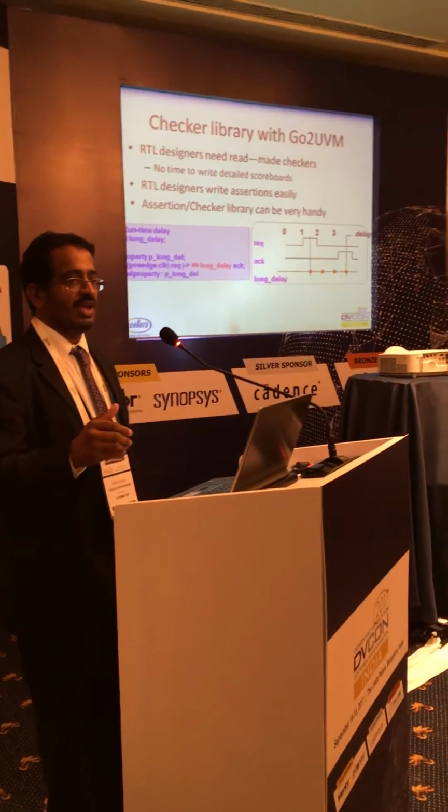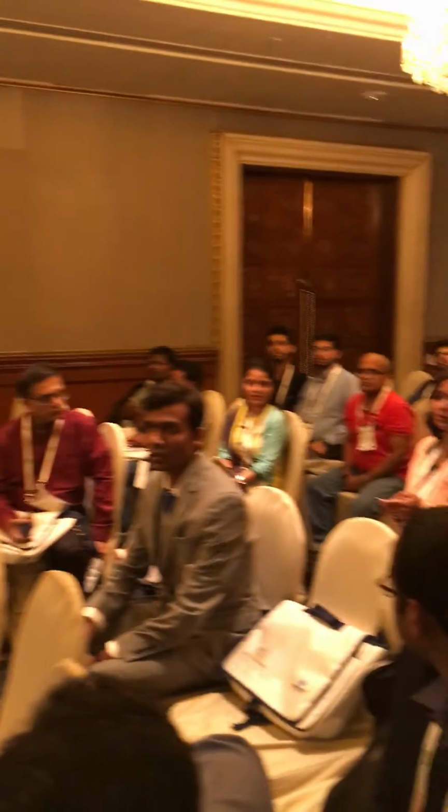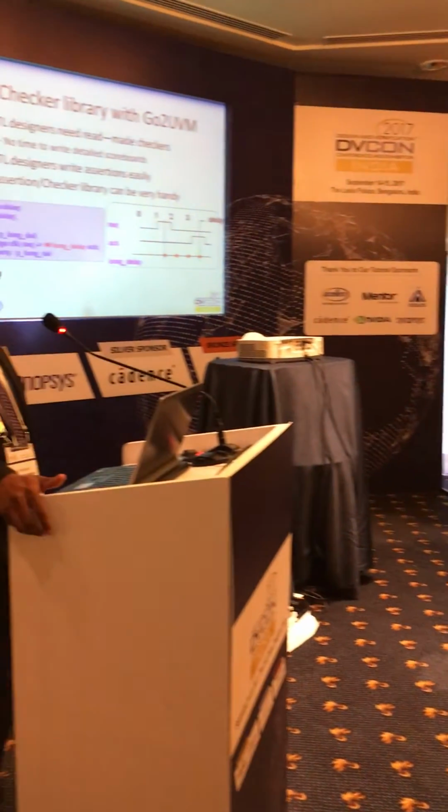How many checkers do we have in the checker library? I'm not sure. 6, 7? 8. Somewhere there. You can open the code. It's less than 10, but it's very handy. Please differentiate: a checker could mean 4 assertions per checker, and we're not counting the number of assertions here. The number of checker library elements is somewhere less than 10. Okay, thank you.